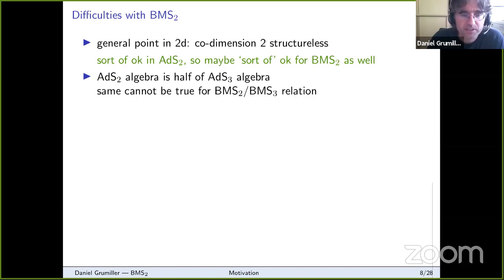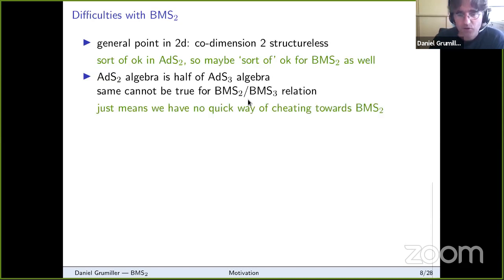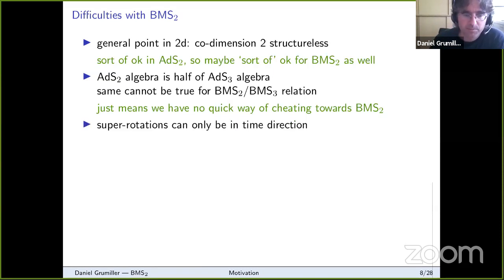The other potential difficulty is that while it's very easy to get the ADS2 algebra from the ADS3 algebra, just take 1 chiral half. So basically you get rid of one Virasoro algebra and the remaining one is then the asymptotic symmetry algebra relevant for ADS2. The same cannot be true for a relation between BMS2 and BMS3, because it's not clear what it would mean to take a half of BMS3. Should it take half of the super translations and half of the super rotations, or just the super translations, or just the super rotations? And just the super rotations can't be true because that would be the ADS2 algebra. So it's not so clear how to go from BMS3 to BMS2. But okay, that's also okay. It just means we have no quick way of cheating towards BMS2. We have to make an honest intrinsic two-dimensional analysis and cannot deduce the result from 3 dimensions.